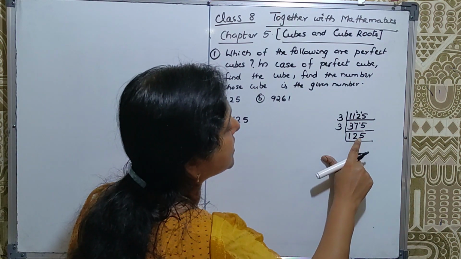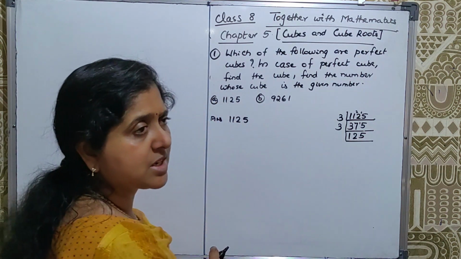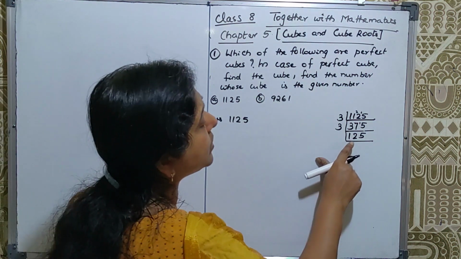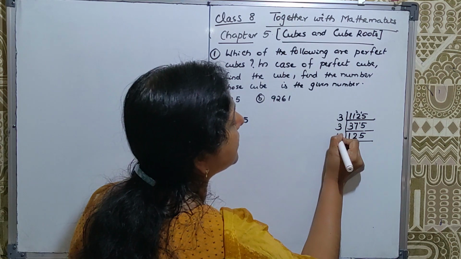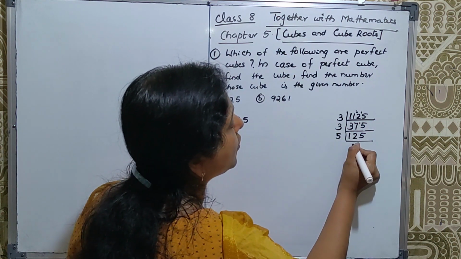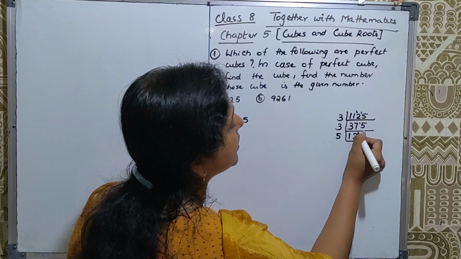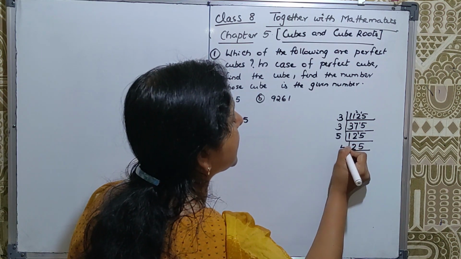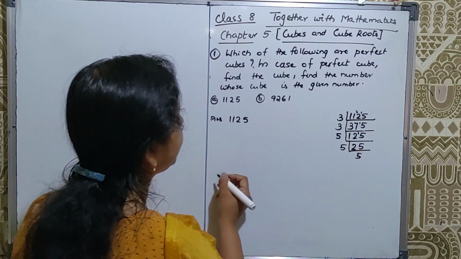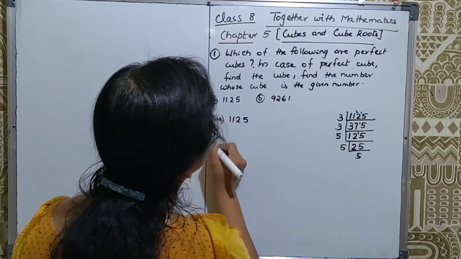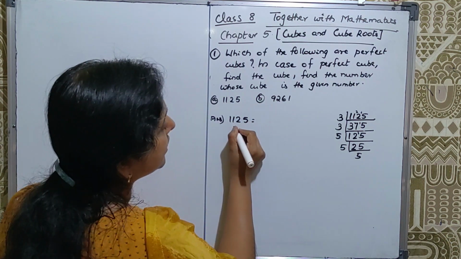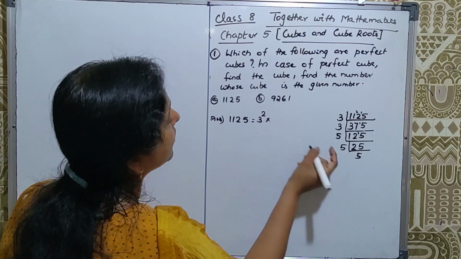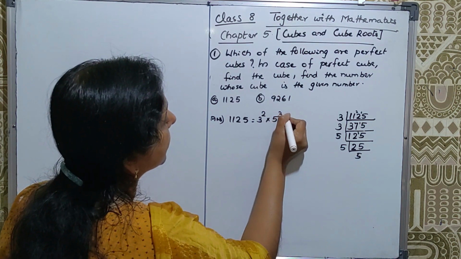5 plus 2 is 7, plus 1 is 8. 8 is not divisible by 3. Now the units digit is 5, so directly we divide by 5. 5 twos are 10, remainder 2. 5 fives are 25. Again, 5 fives are 25. So we can write 1125 as a combination of 3 squared and 5 raised to 3.